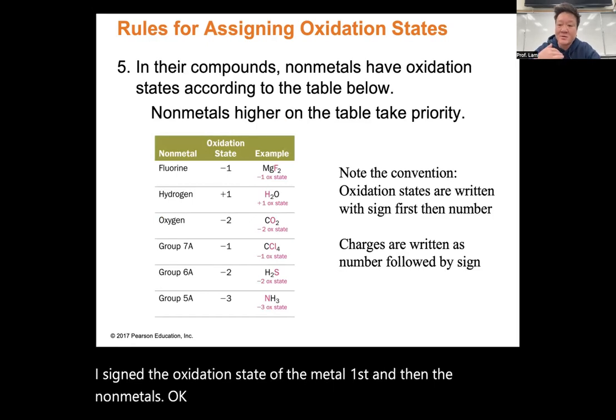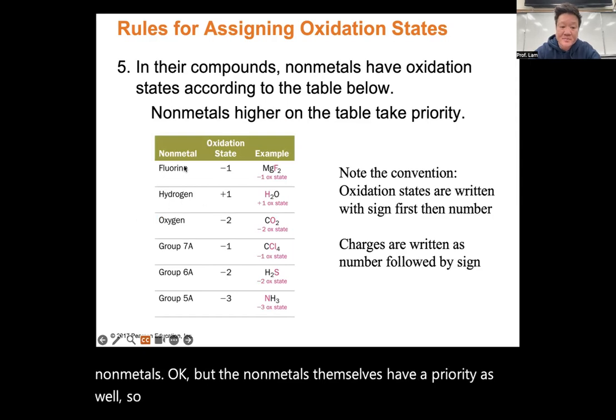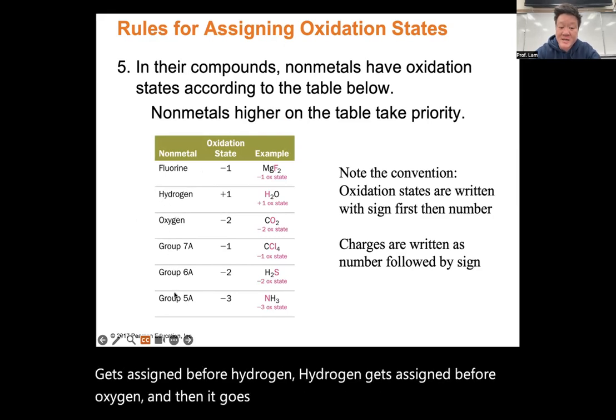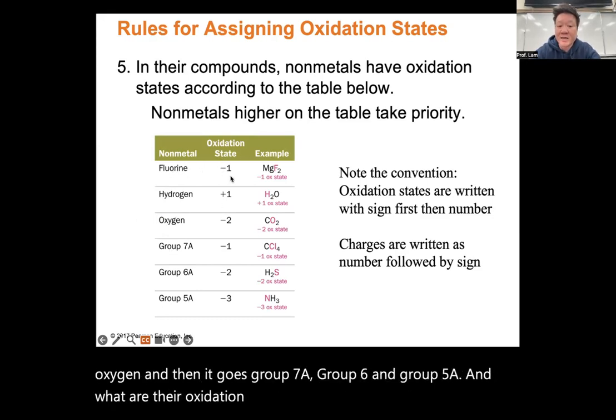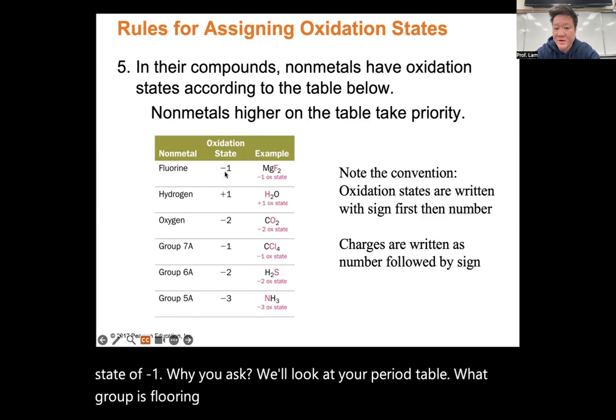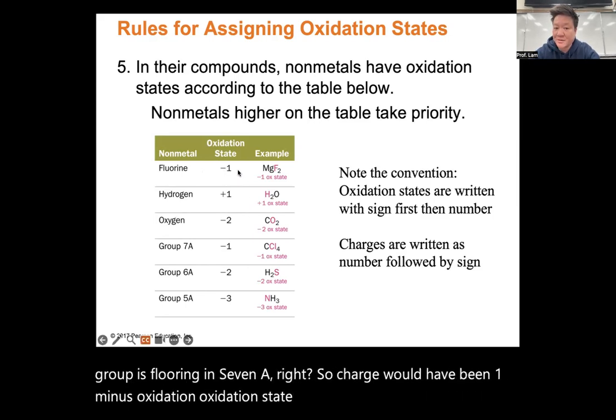But the nonmetals themselves have a priority as well. So let's look at the priority. Fluorine gets assigned before hydrogen. Hydrogen gets assigned before oxygen. And then it goes group 7A, group 6A, and group 5A. And what are their oxidation states? Well, fluorine will get an oxidation state of -1. Why, you ask? Look at your periodic table. What group is fluorine in? 7A, so charge would have been 1 minus, oxidation state -1.